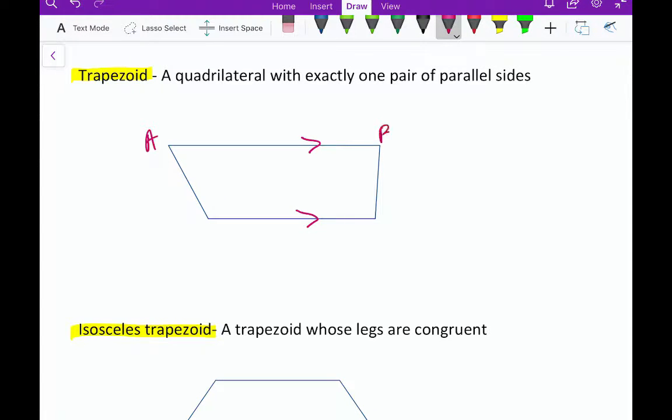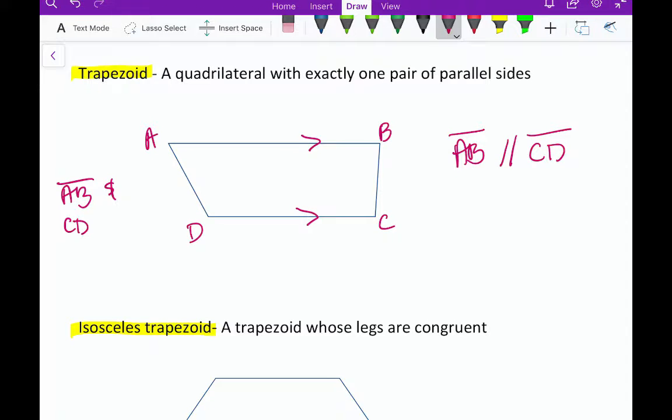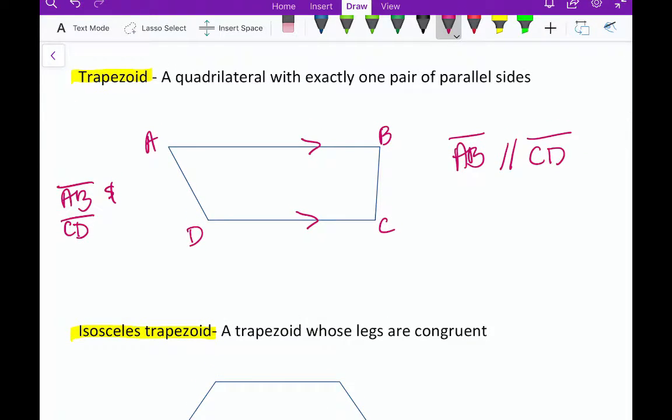I'll go ahead and label this trapezoid A, B, C, D. So AB is parallel to CD, and BC could be parallel to AD, but that's not necessary for it to be a trapezoid. Along with those sides being parallel, we also need to make sure we understand the lingo here. AB and CD are the bases. The sides that are parallel are called the bases.